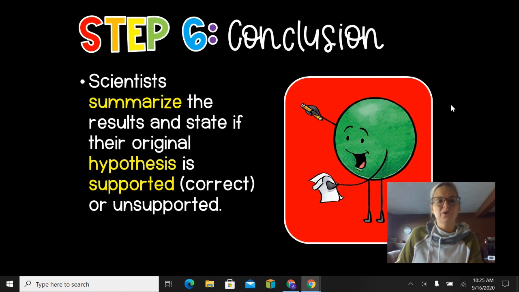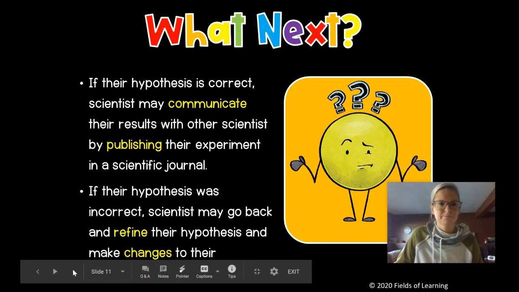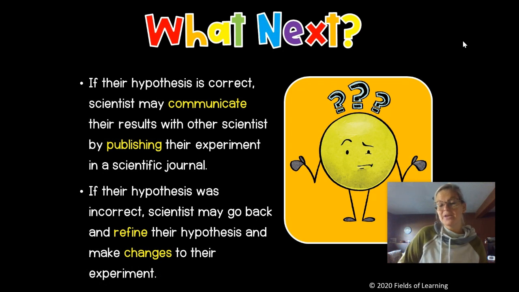Scientists summarize the results and then they state their original hypothesis. So they're going to state what they thought was going to happen, and then they tell if it was correct or incorrect, and if it was incorrect, what actually did happen. Okay? If their hypothesis is correct, scientists may communicate the results with other people or other scientists by publishing it in a journal. If their hypothesis was incorrect, they may go back, refine their hypothesis, and then make changes to that experiment.